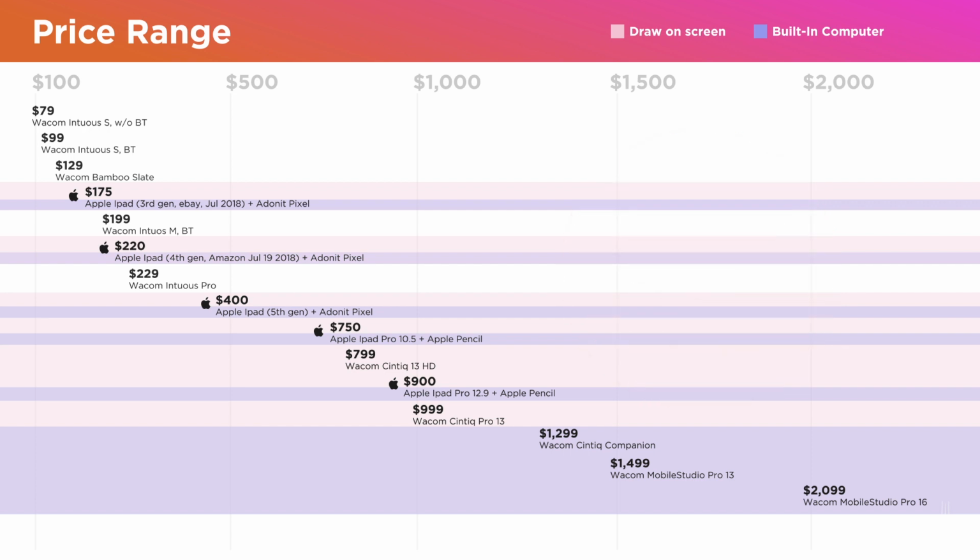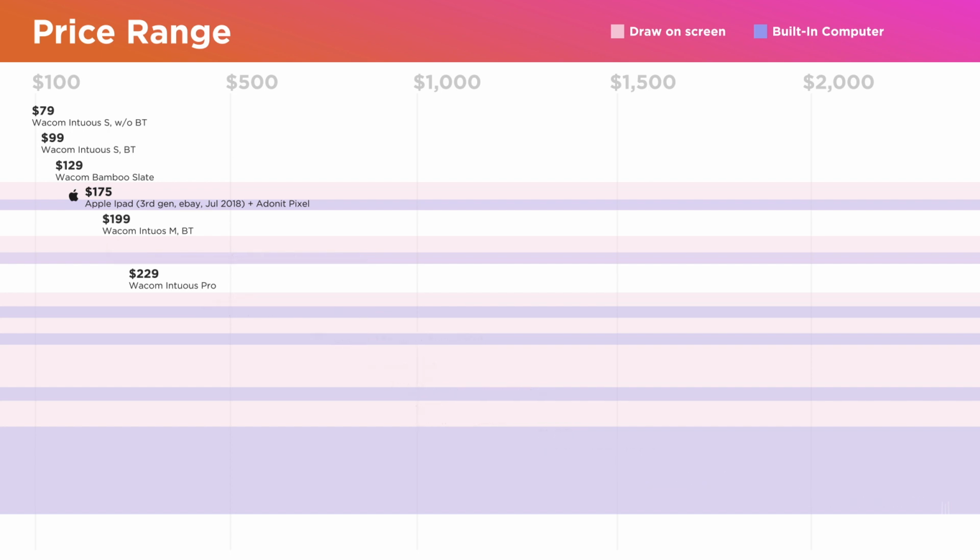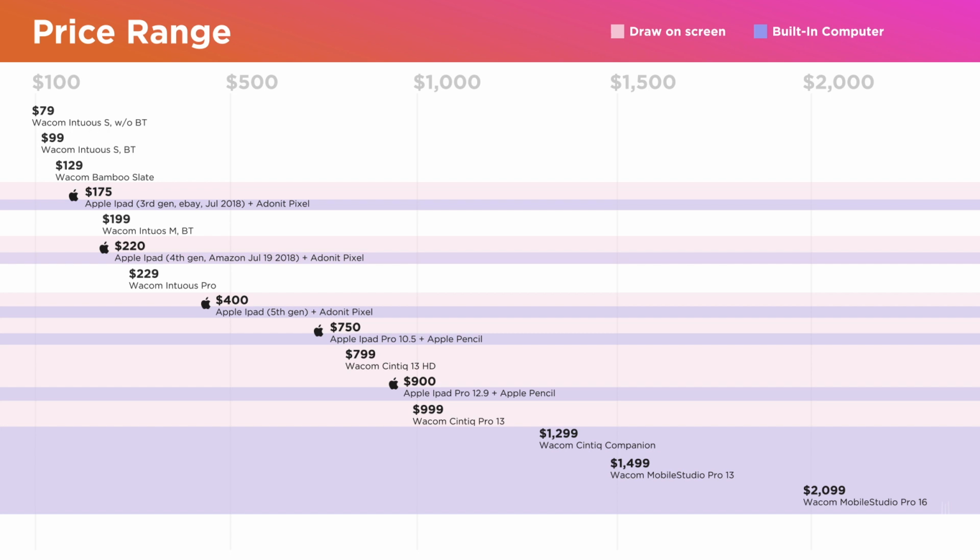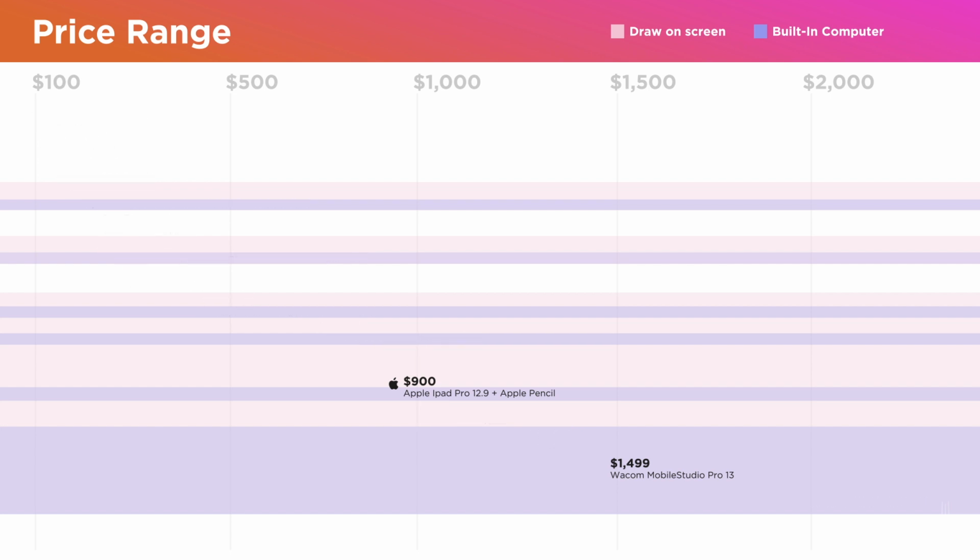So as you can see, you have a lot of options to choose from. If you're just venturing into this world for the first time and you don't have that much money to spend, I'd suggest the Bamboo or Intuos series. If you have the cash though, and if you really want a great experience, I think your choices are limited to two options. The $900 iPad Pro with the Apple Pencil, and the cheapest Wacom, which is the $1,300 MobileStudio Pro.